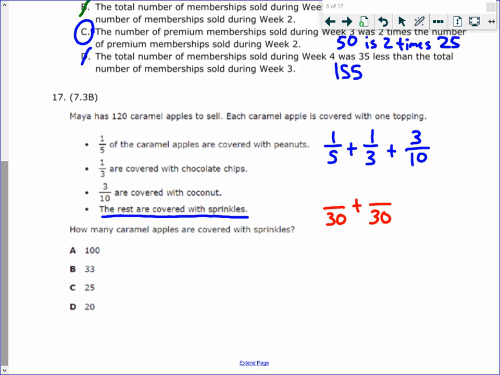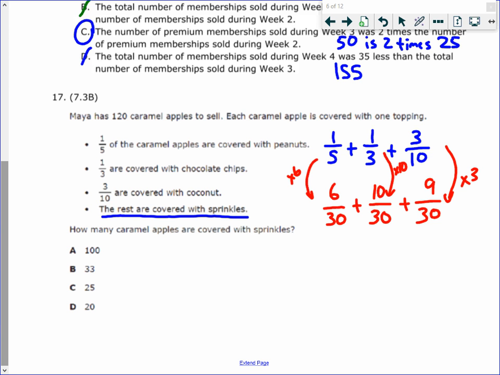So hopefully you can do this in your head because these are all kind of basic, simple math facts. So in order to get from 5 to 30, I would need to multiply by 6. So I'm going to do 1 times 6 and get 6 over 30. So this is times 6 here. If I wanted to get from 3 to 30, I'd do times 10. So this is going to be times 10, 1 times 10, which is 10 over 30. And if I wanted to get from 10 to 30, it'd be times 3. So that would be 3 times 3, which is 9.